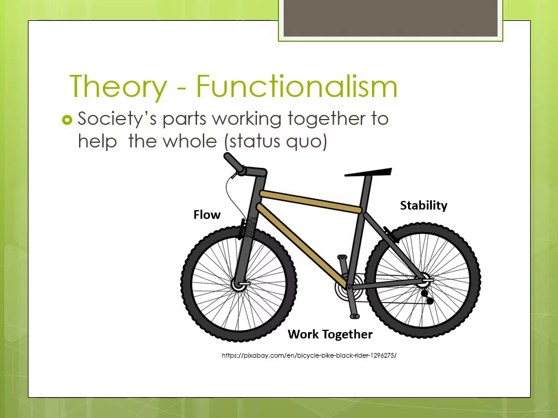So to understand this theory, I've put a bicycle as an example. In order for this bicycle to move, it needs the wheels, and it needs the pedals, and it needs the chain. It also needs the handles to be able to steer. So a functionalist basically sees everyone in a society being important to that society for it to be able to continue and to maintain stability and to maintain the status quo.